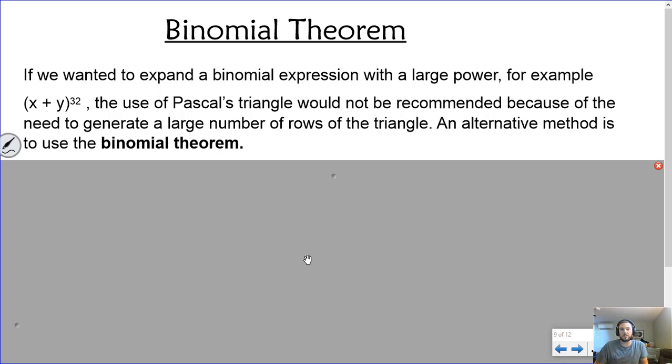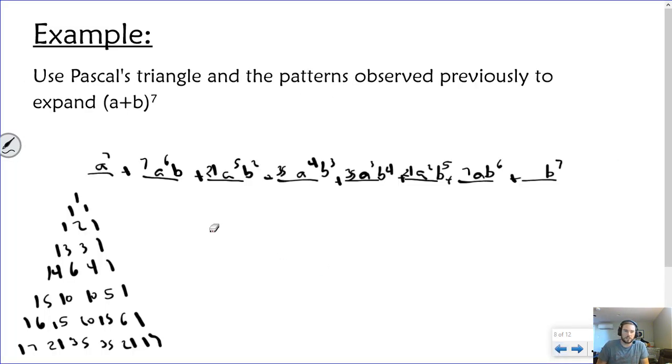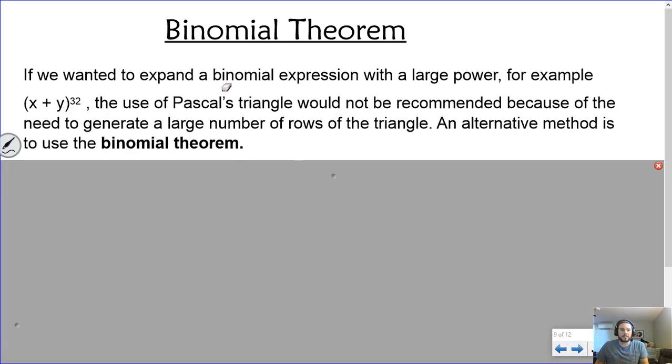So if we wanted to expand a binomial expression with a large power, so not like 3 or 4 or 5 or even 7, because even 7 didn't take us too long to deal with using Pascal's triangle, but something like x plus y to the power 32. Just this massive power that, if we're doing this with the intention of saving ourselves time, trying to create a Pascal's triangle that has 33 rows, because we're starting with row 0, would in itself take us a long time. So the use of Pascal's triangle would not be recommended because of the need to generate large numbers of rows of the triangle. So we have an alternative method called the binomial theorem.